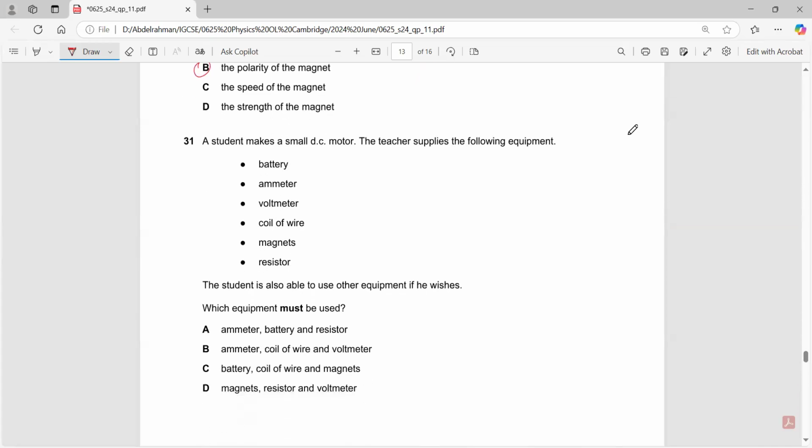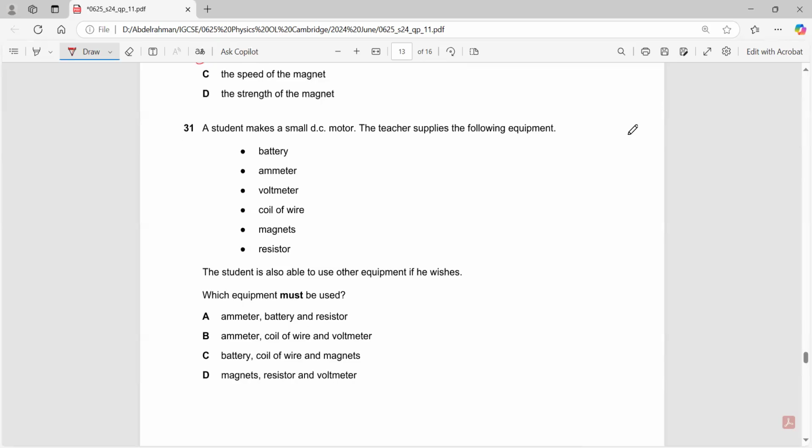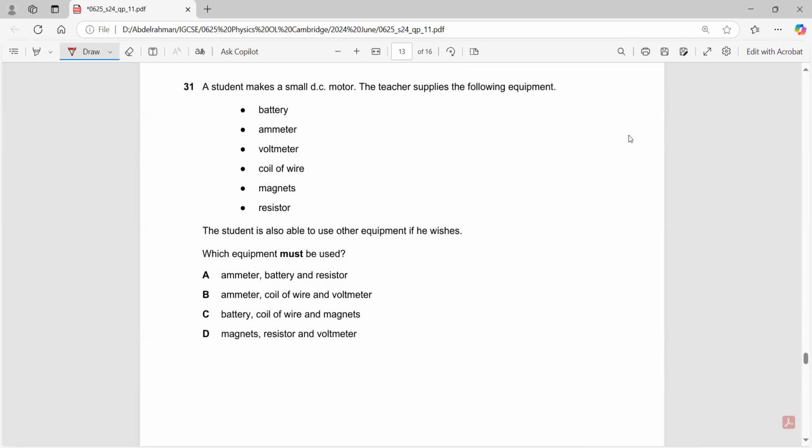A student makes a small DC motor. The teacher supplies the following equipment. Which equipment must be used to create a motor? An ammeter, battery. Okay, so we need a battery, we need a coil of wire, and we need a magnet. Yes, we need all these three. We do not really need an ammeter or a voltmeter.